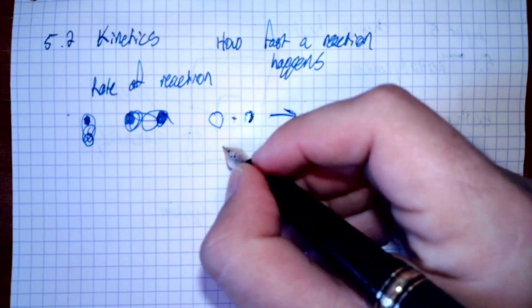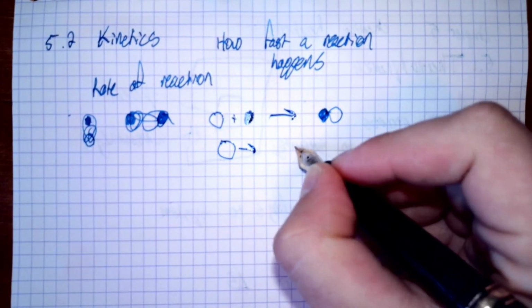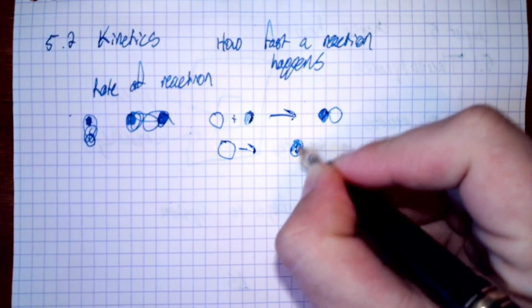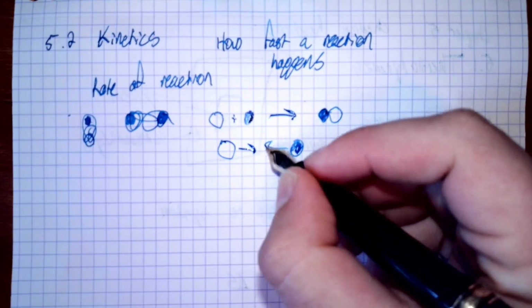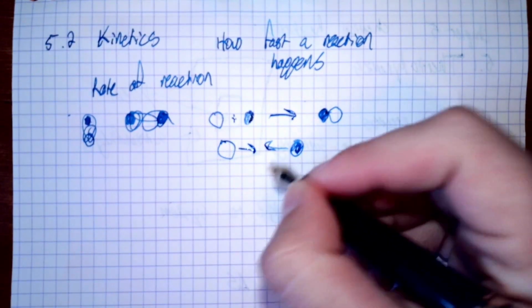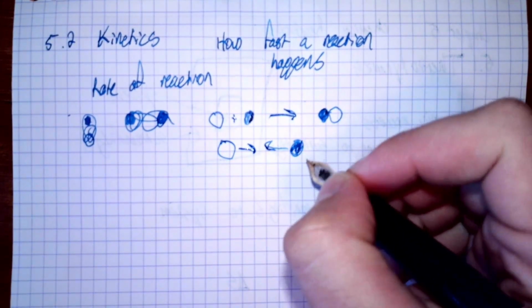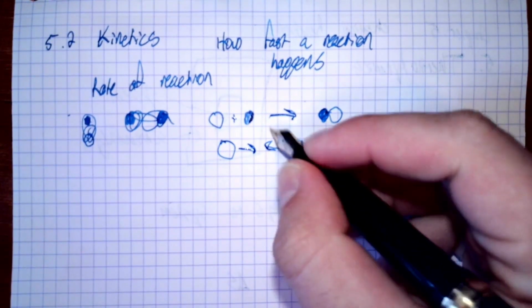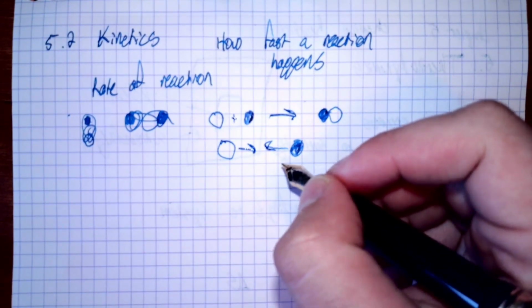So, if we have a sample of them, these are moving around randomly. And in order for this reaction to happen, these have to run into each other. They basically have to collide. This is called the collision theory. Not only do they have to collide with each other, though, they have to do it with enough energy to make the reaction happen.